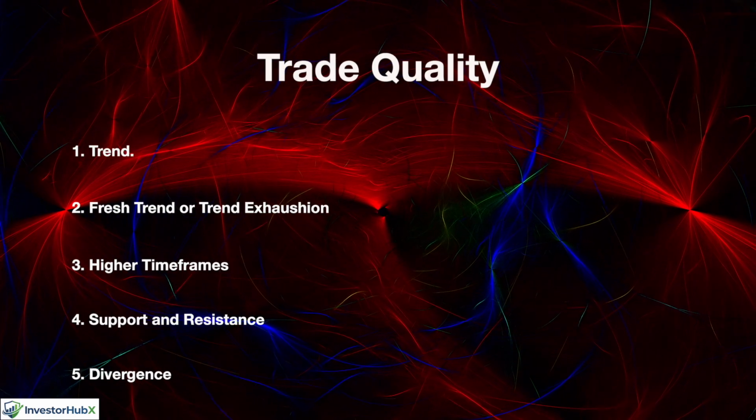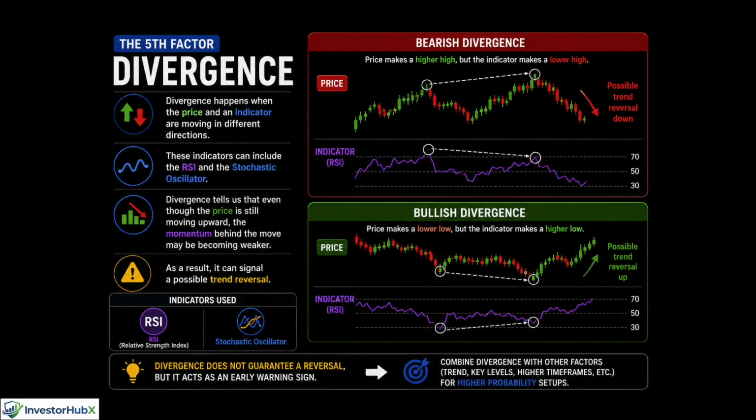The fifth factor is divergence. Divergence happens when the price and an indicator are moving in different directions. These indicators can include the RSI and the stochastic oscillator. Divergence tells us that even though the price is still moving upward, the momentum behind the move may be becoming weaker. As a result, it can signal a possible trend reversal.